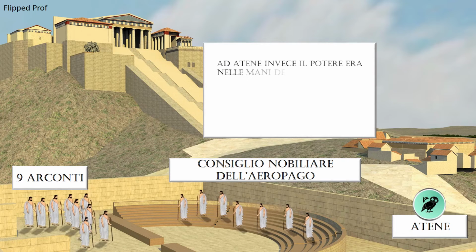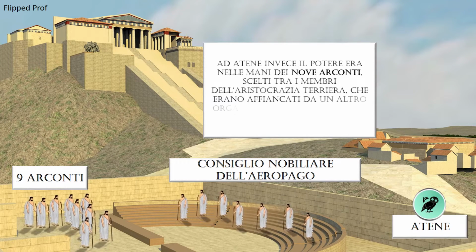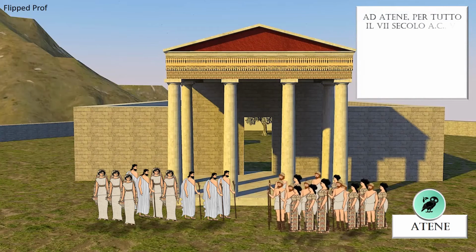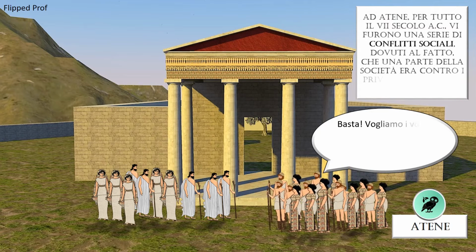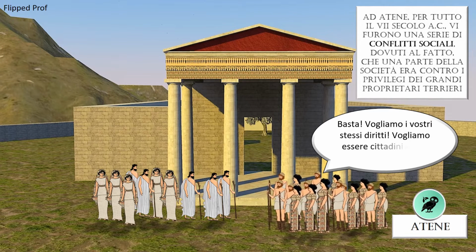In Athens, on the other hand, power was in the hands of the 9 archons chosen from among the members of the landed aristocracy, who were joined by another body, the noble council of the Areopagus. In Athens, throughout the 7th century BC, there were a series of social conflicts due to the fact that part of society was against the privileges of the large landowners.